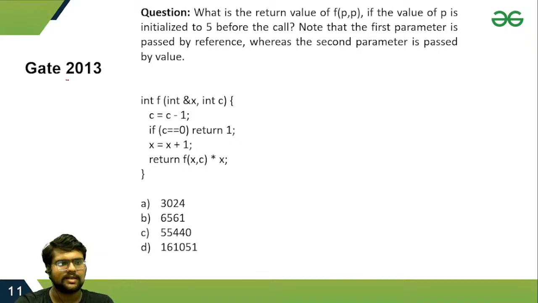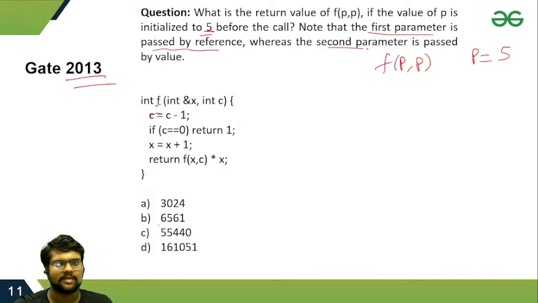That was asked in GATE 2013. In this, we have to print the value of p. This function is called by f of p comma p, and in this p is initialized with 5 before the call, and we have passed the first parameter by reference, and the second parameter by value. So here we have passed x by reference and int c by value.